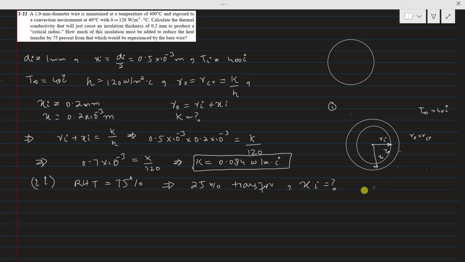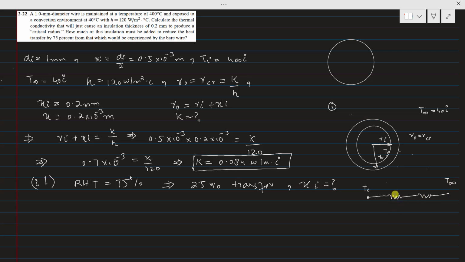Okay, so let's come to the resistance network diagram. First, the heat transfer takes place through the insulation and then to the environment. So the modes of heat transfer are conduction and then convection. The inside temperature is Ti, then conduction heat transfer occurs, then convection heat transfer, and then the environment temperature is reached.